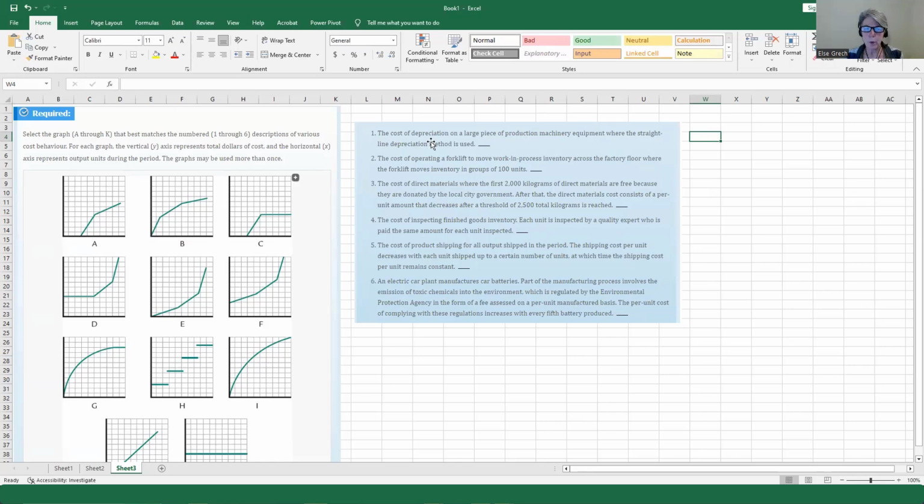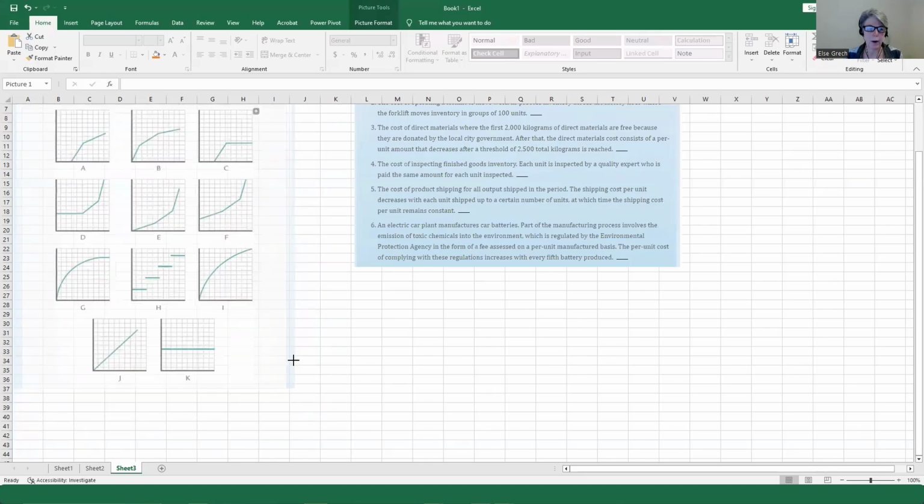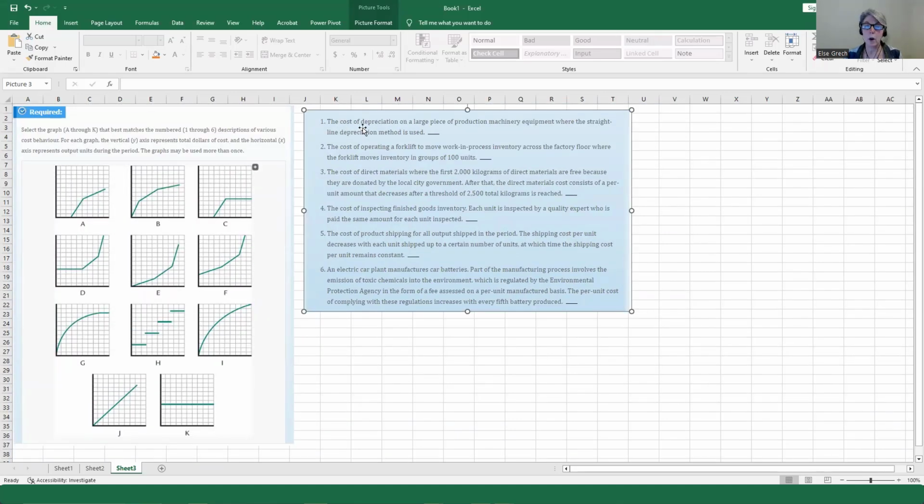The cost of depreciation on a large piece of production machinery equipment where the straight line depreciation method is used. I'm going to make this a little bit smaller so we can see all the graphs. So the cost of depreciation on a large piece of production machinery equipment where the straight line depreciation method is used. Now, which graph represents that cost? And the answer is K.